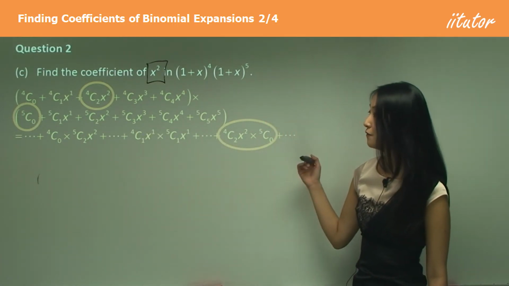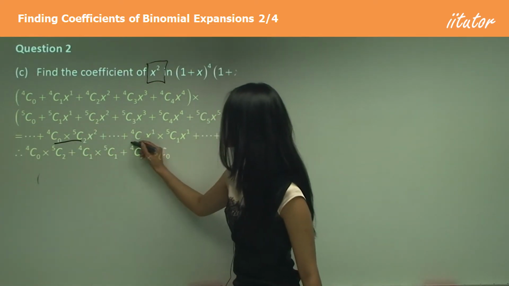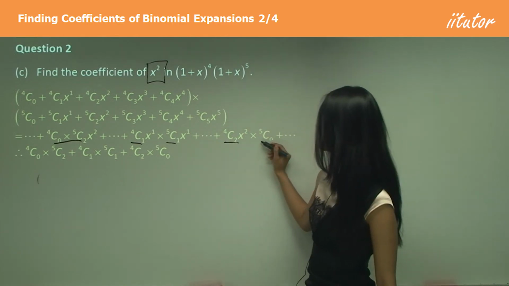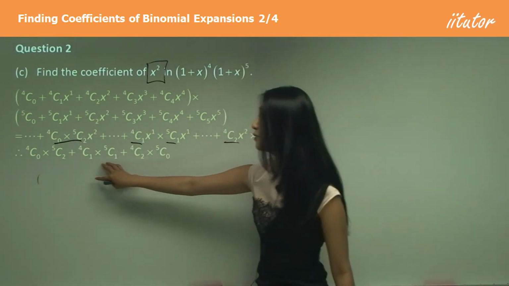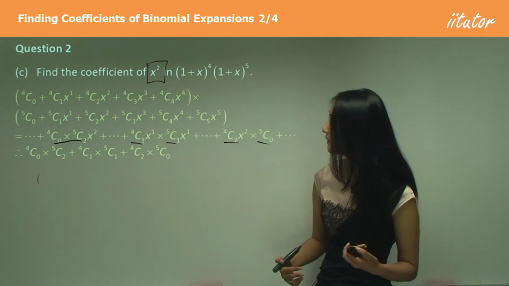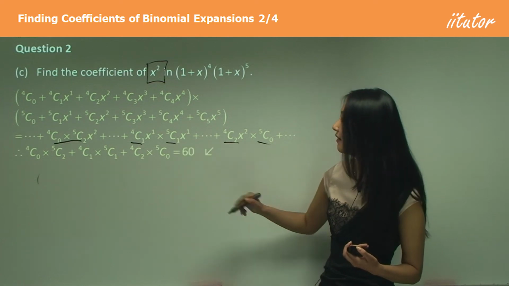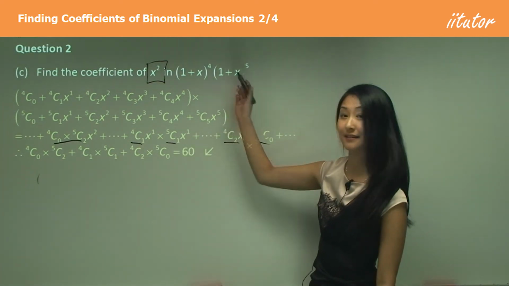Now, the coefficient of that, you can see it's just going to be the coefficients of all of these added together, right? So just take those. I would write it out first before you put it in your calculator, just in case you make a mistake. And then pop that into your calculator and get 60 as the coefficient for x to the power of 2 there.